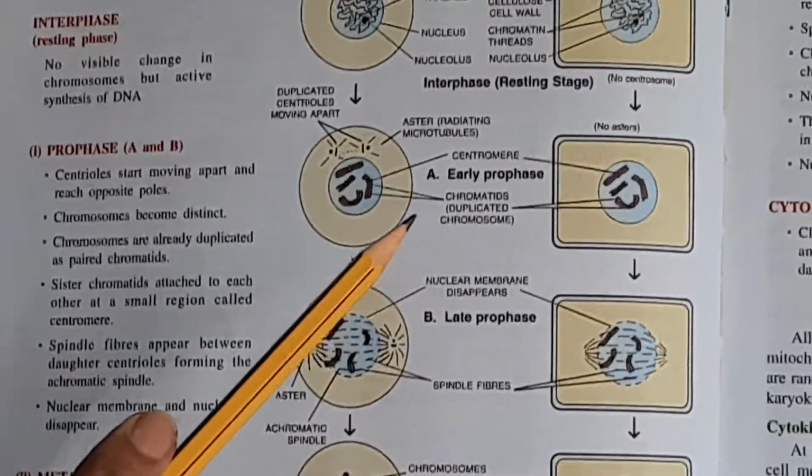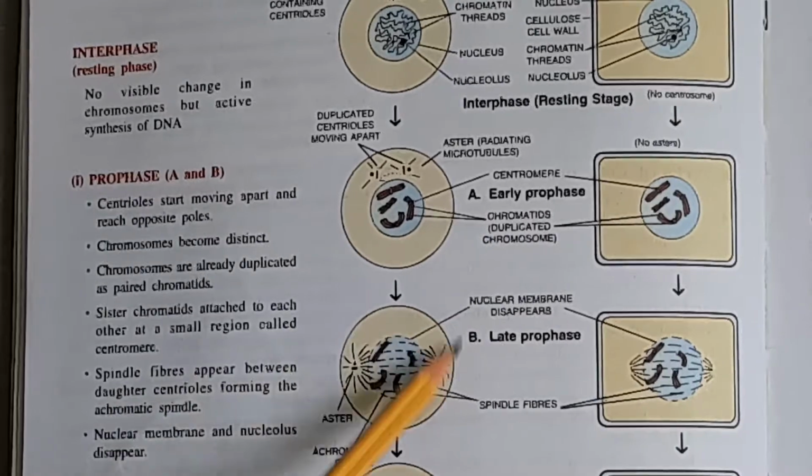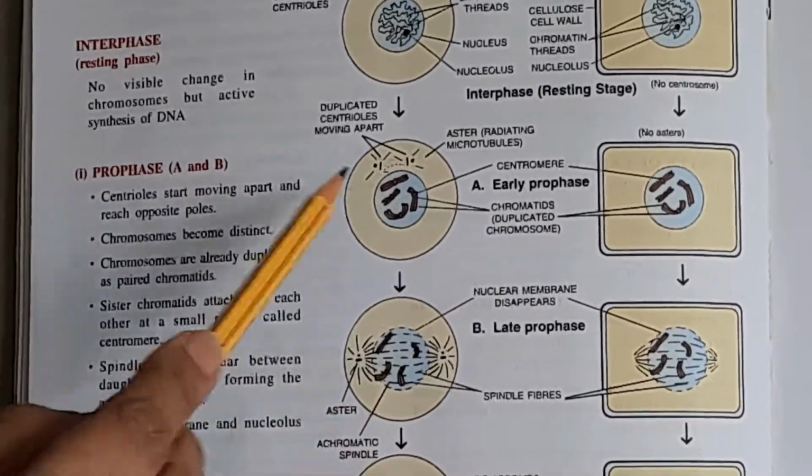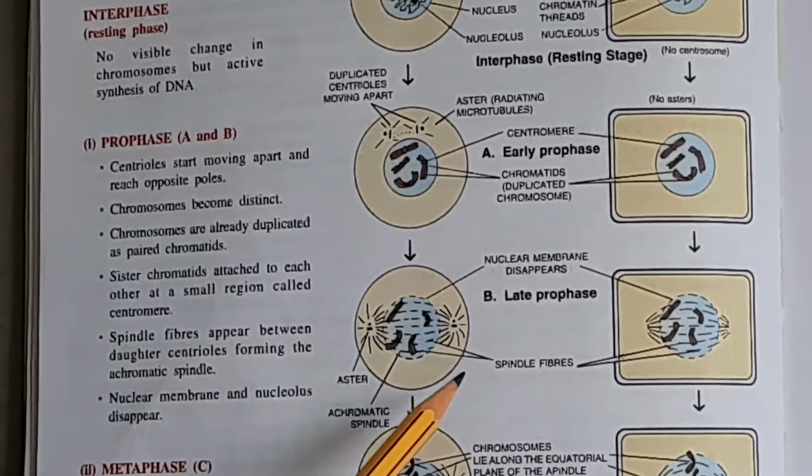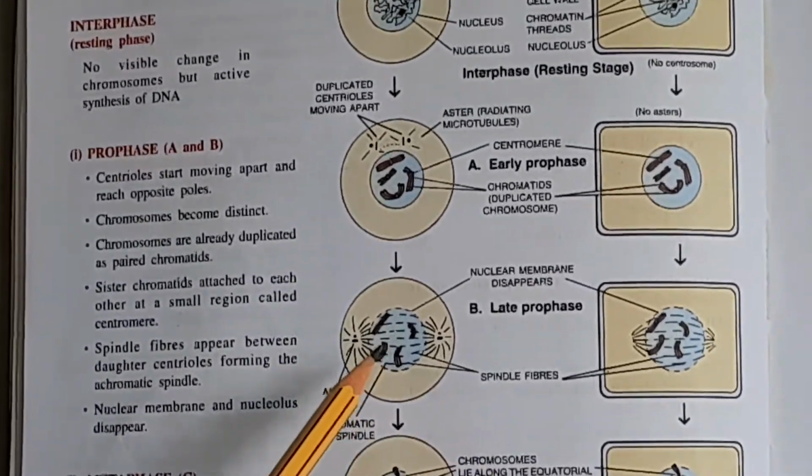Now whenever you are asked to draw prophase, you always have to draw the late prophase. Earlier I was just explaining so that you understand the changes that are taking place. Maximum changes are taking place in prophase only.